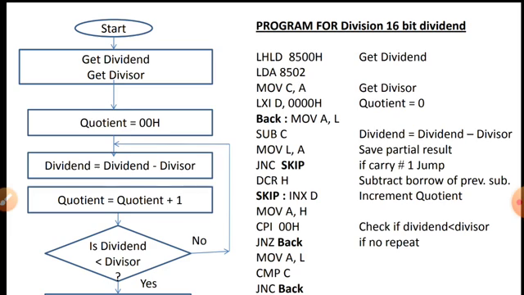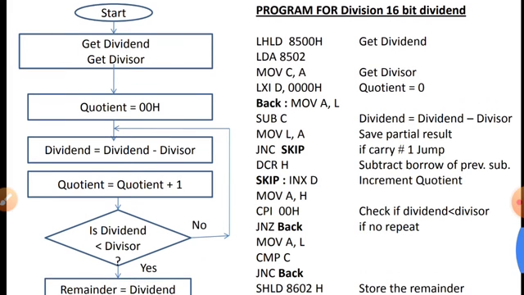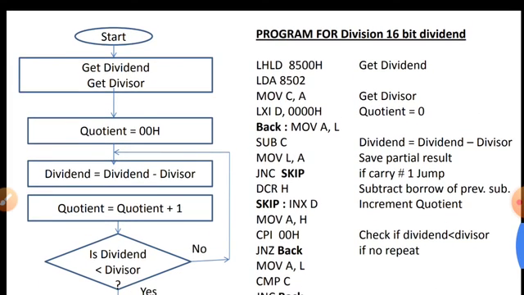Now the next one is the program for the division of a 16-bit dividend. If we have an 8-bit divisor and the dividend is 16-bit, then how is this program going to work? There will be a little bit of change I have to make, because it will be a longer process. If the dividend is 8-bit and the divisor is 8-bit, then it is easy to perform the work. But if the dividend is 16-bit and the divisor is 8-bit, then it will take more time to get the solution. So first of all, let us go to the flowchart.